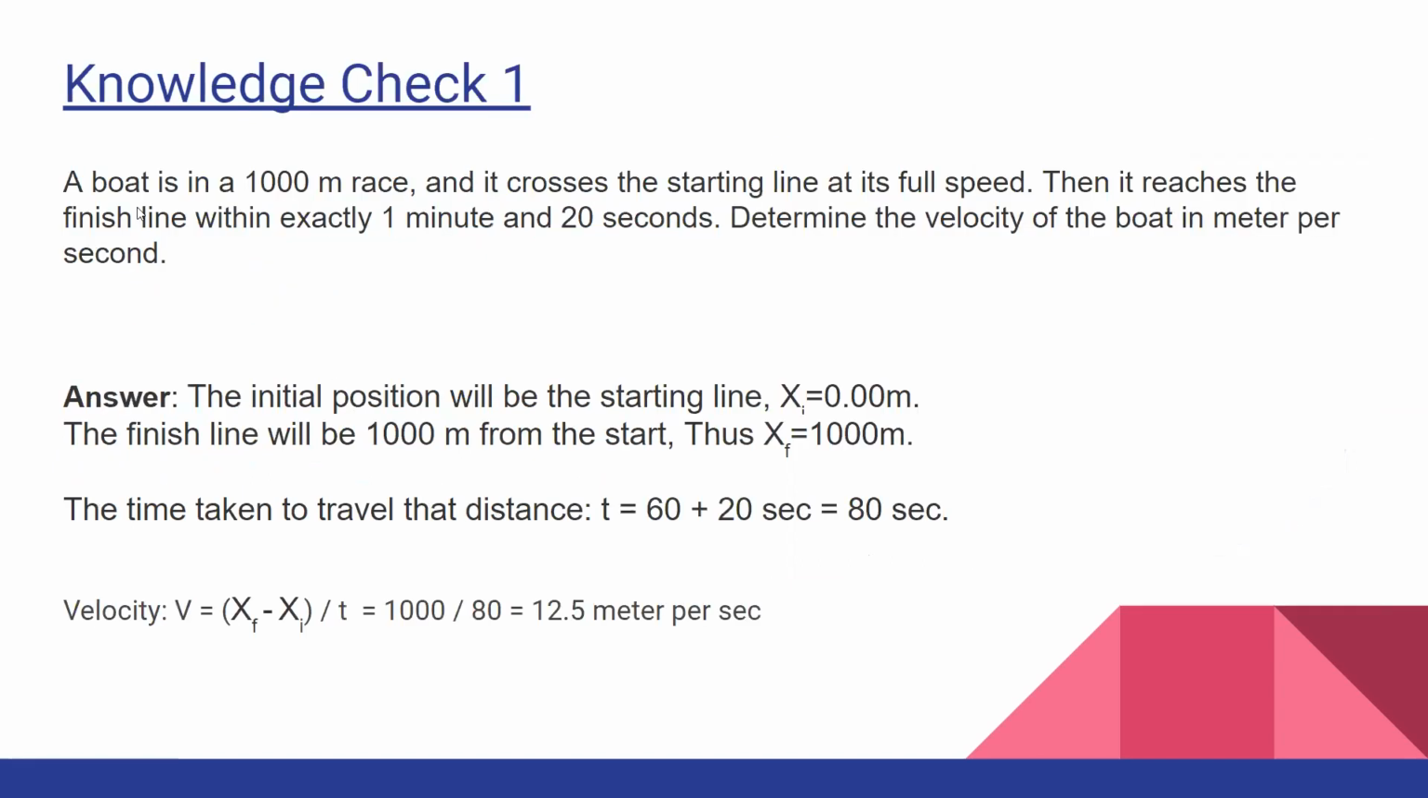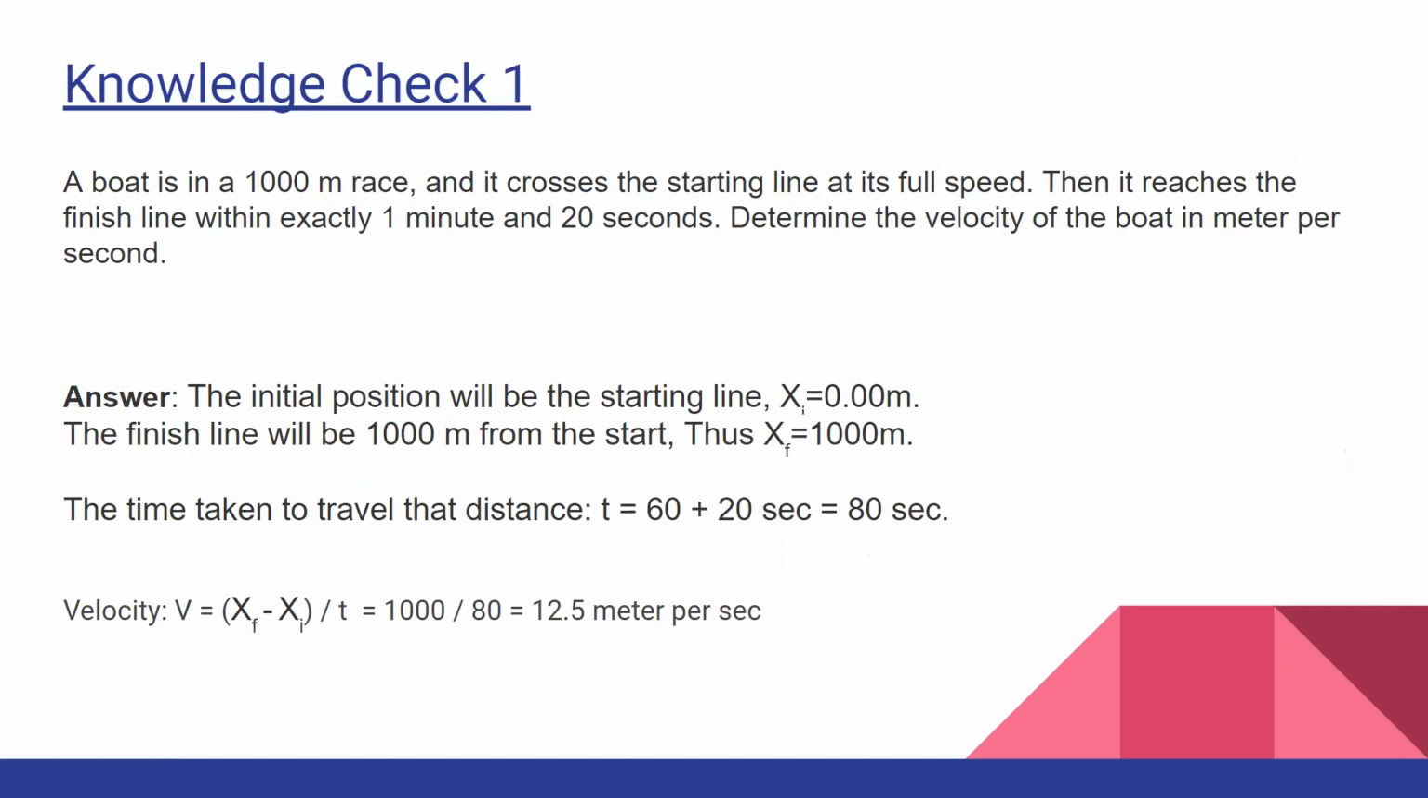So a simple question that uses velocities is this. A boat is in a 1,000-meter race and it crosses the finish line in exactly 1 minute and 20 seconds. Determine the velocity of the boat in meters per second.